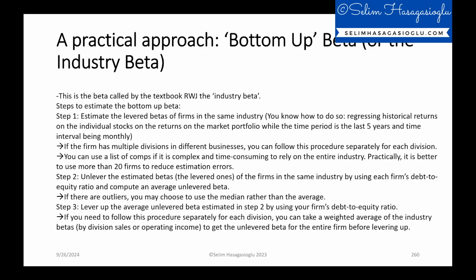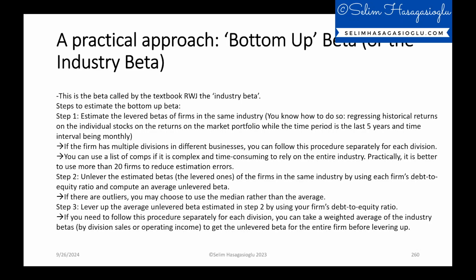Actually, now I will introduce a practical approach, bottom-up beta, but you are already familiar with these details. Actually, bottom-up beta is the same as the industry beta. So this is the beta called by the textbook Ross, Westerfield, and Jaffe, the industry beta. So, steps to estimate the bottom-up beta.